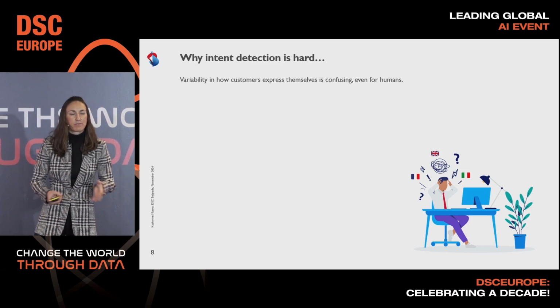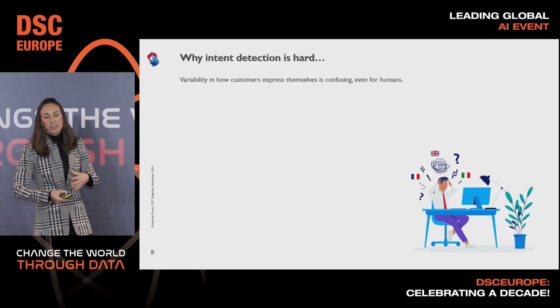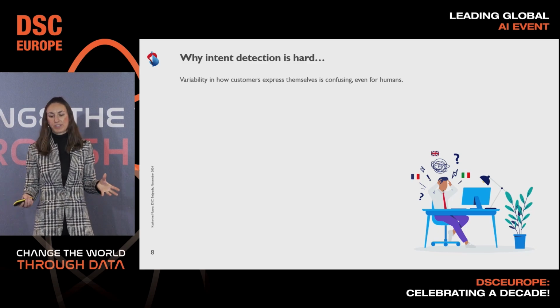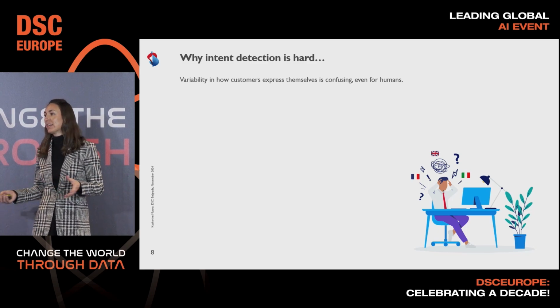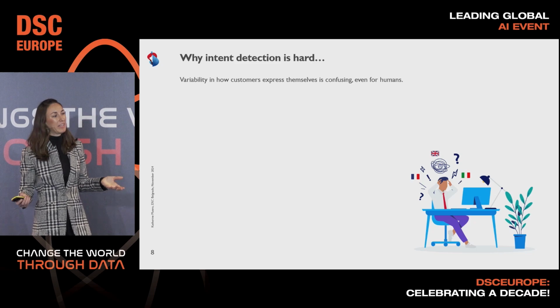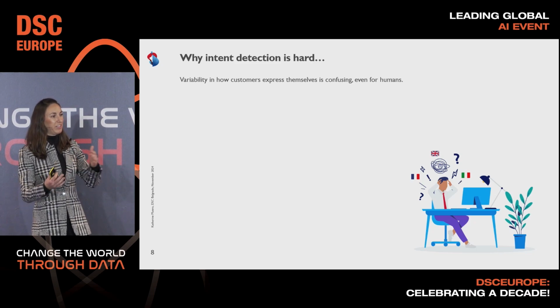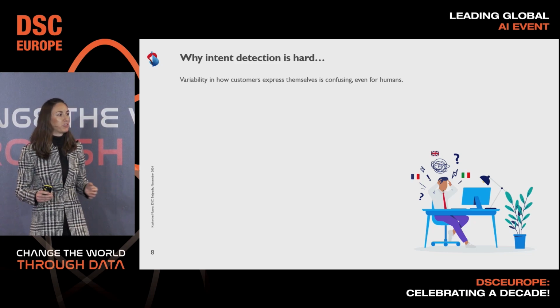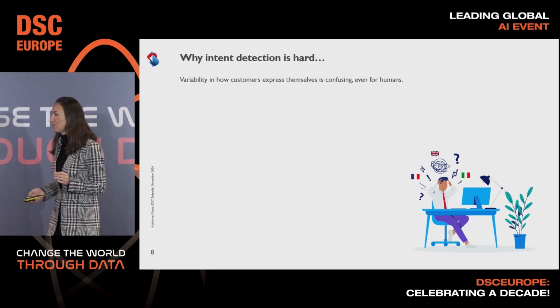It's hard because of so many reasons. One, there's variability in how customers express themselves, and this can be confusing even for humans. So even when we labeled some data, it can be confusing for the experts to decide what the proper data should be. Yes, somebody's nodding. Somebody does a bit of NLP as well.